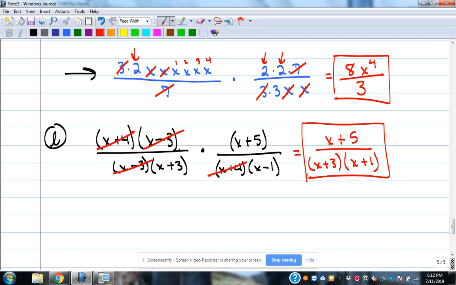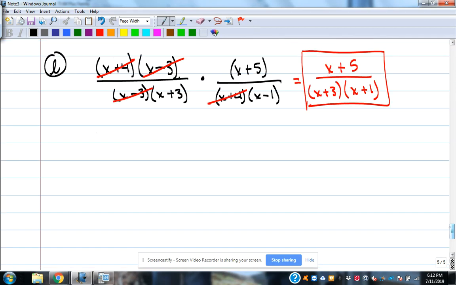So already in factored form, it's pretty easy to do. You're just kind of canceling stuff out. Okay, so if it's in factored form, cancel out the matching factors. Well, guess what? Most of them aren't. You got to do the factoring yourself, okay? So let's look at one that we got to do the work on, okay?